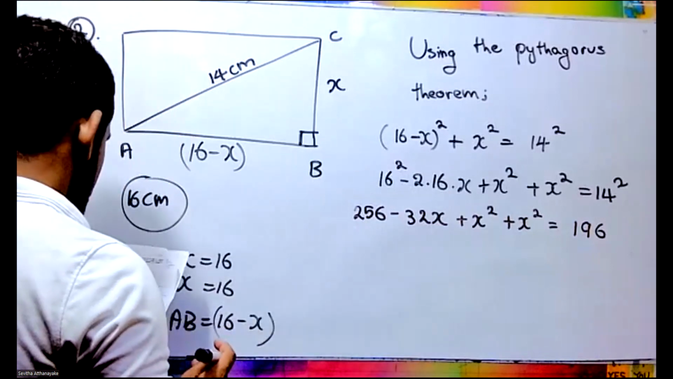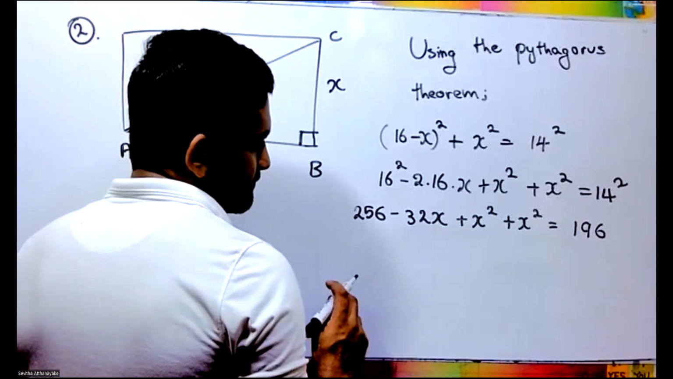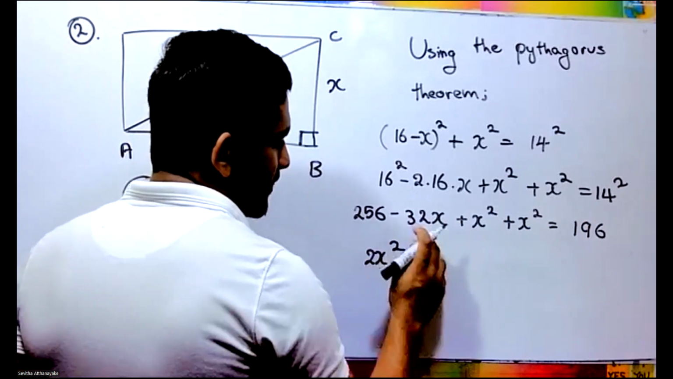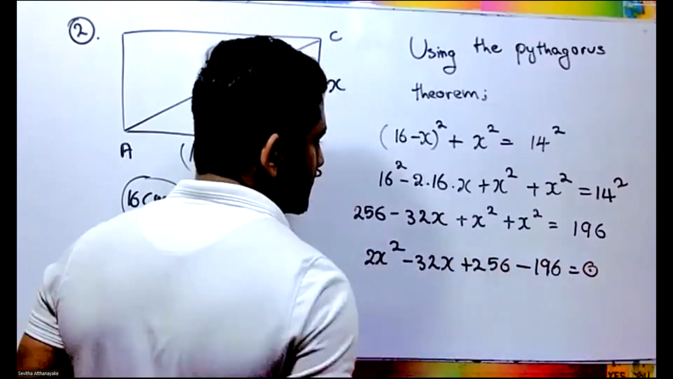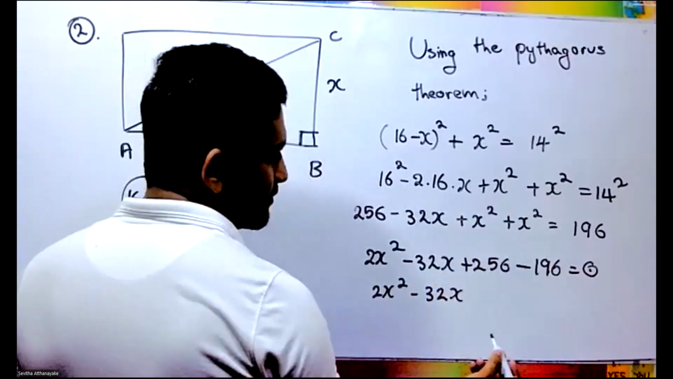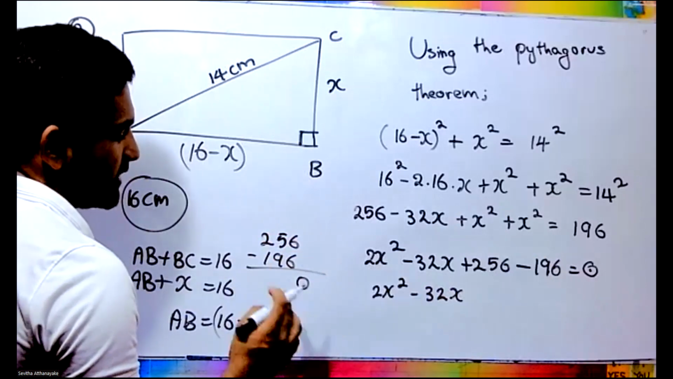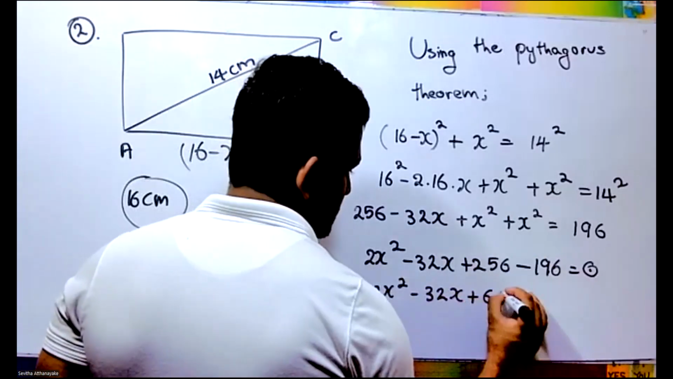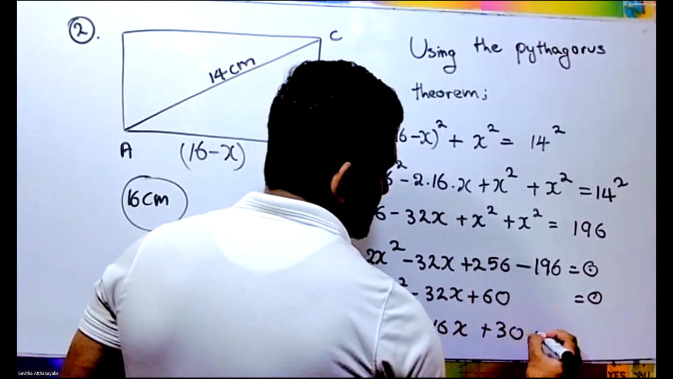Okay, then the format to show is x squared minus 16x plus 30. We can add these: 2x squared minus 32x plus 256 minus 196 equals 0. That gives 2x squared minus 32x plus 60 equals 0. I can divide this by 2. x squared minus 16x plus 30 equals 0.